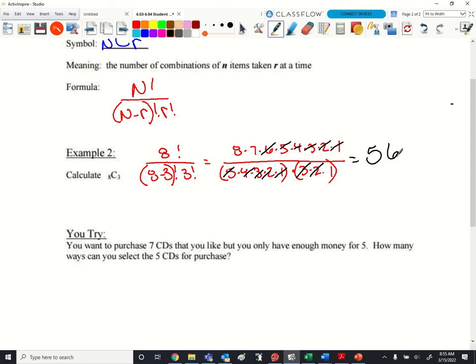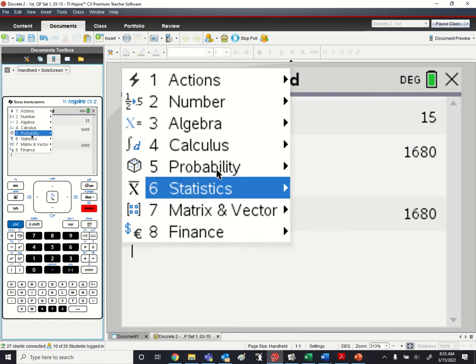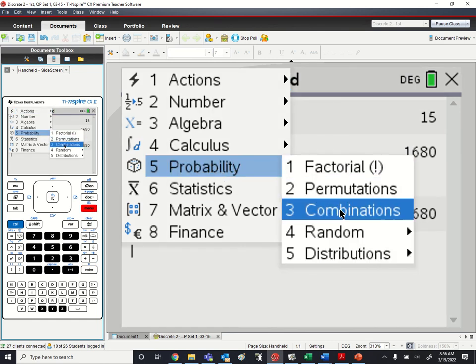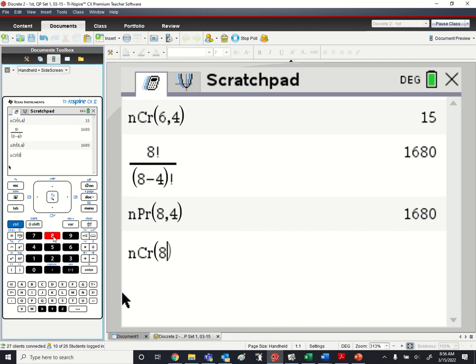So if I plug this into the calculator and I say nCr, 8, 3, I should get 56. So let's see what the calculator says. Menu, probability, combinations, and it was 8, comma, 3, enter. There we go, 56.